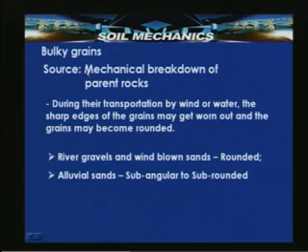Now, let us look at the source of these bulky grains. The source is the mechanical breakdown of parent rocks. During transportation by wind or water, the sharp edges of grains may get worn out and the grains may become rounded. For example, river gravels and wind blown sands form rounded bulky grains. Alluvial soils form subangular to subrounded grains.